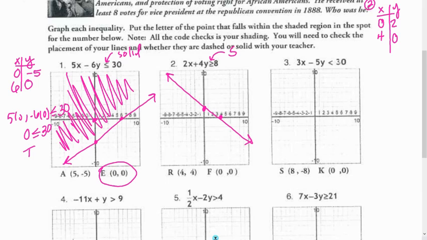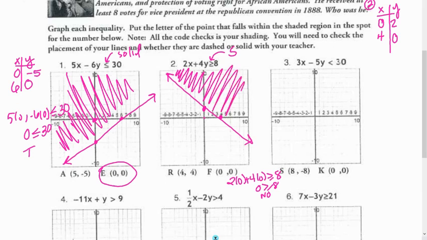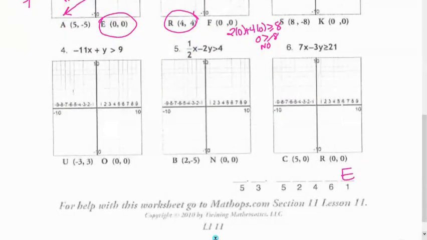And the 0, 0 is on here again. That's the point I'm going to test. I like testing 0, 0. So 2 times 0 plus 4 times 0 greater than or equal to 8. Is 0 greater than or equal to 8? No. So I wouldn't shade on that side. I would shade on this side. So that means R is going to be my letter for number 2. Number 2 is R.